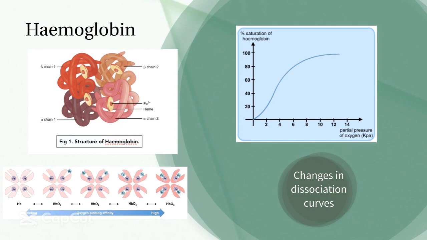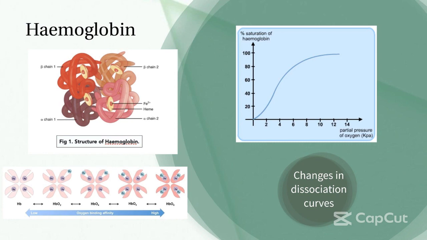So the saturation of hemoglobin is affected by its affinity for oxygen. Therefore, in the case where partial pressure is high, so you have lots of oxygen, hemoglobin has a high affinity and therefore is highly saturated, and vice versa. And you can see that in the example dissociation curve I have on screen.